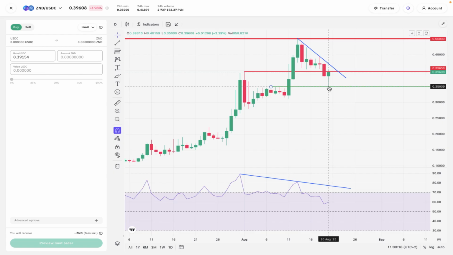Possibly the correction is completed, and we can see soon a breakout above the trend line, a breakout above the technical resistance, and the trend resumption. That's the positive scenario for the ZND to USDC on Zondacrypto.